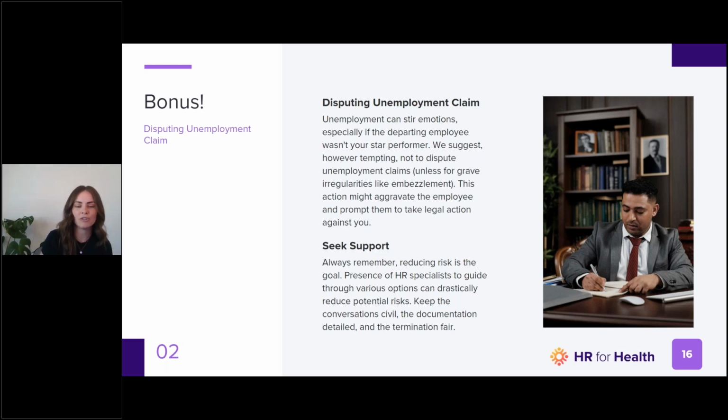Again, it's not additional money coming out of your bank, so let the state handle whether or not the employee is eligible for it or not. Typically, if you've terminated them, they are going to be eligible for it. So we suggest just letting them have it.